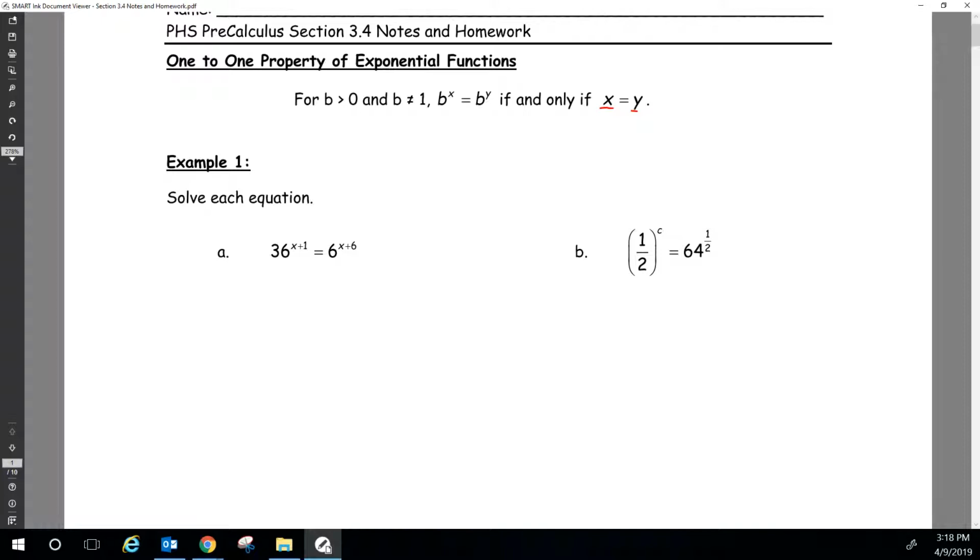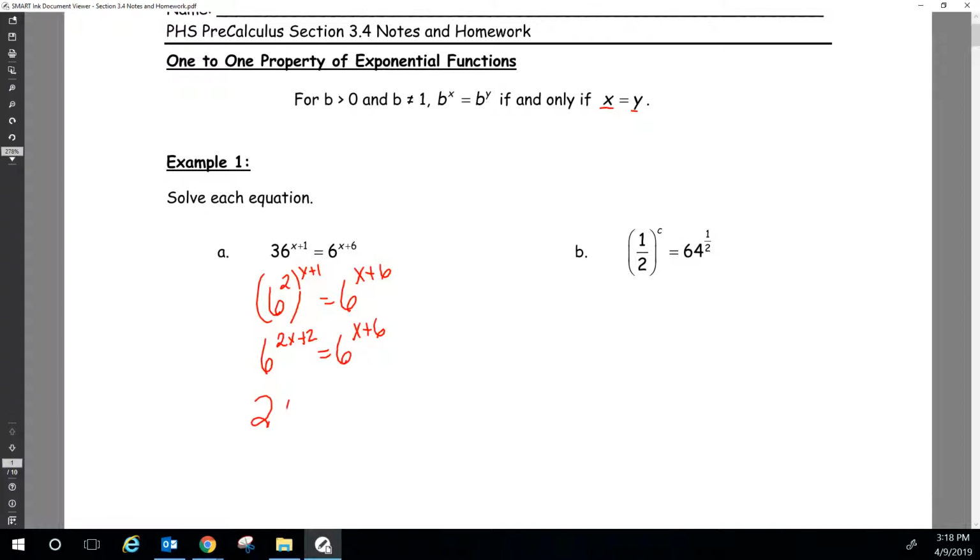Luckily, we know 36 is 6 squared. So this guy's really 6 squared to the x plus 1. There I've got 6 to the x plus 6. When I raise a power to a higher power, we multiply our exponents. So this is 6 to the 2 times x, which is 2x. 2 times 1 is 2. And now I've got my bases the same.